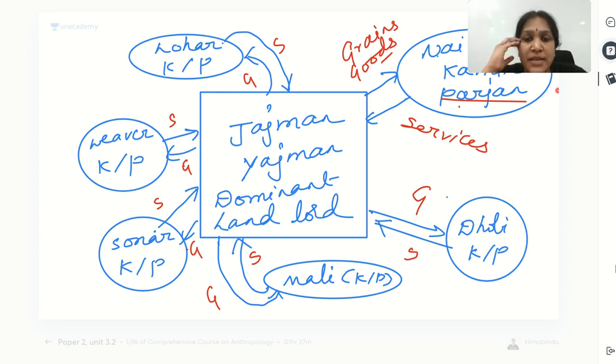This is not based on richness. This is based on purity and pollution. Richness is not the only criterion here. Is it clear?